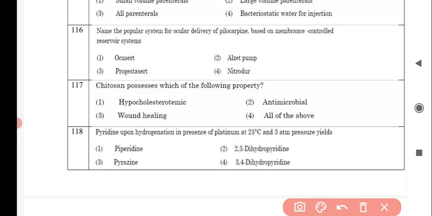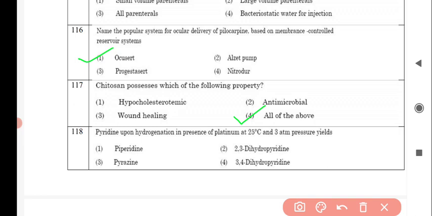Next question is, name the popular system for ocular delivery of pilocarpine based on membrane controlled reservoir systems. And the correct answer is option number 1, Ocusert. Next question is, chitosan possesses which of the following property? And the correct answer is option number 4, all of the above, that is hypocholesterolemic, antimicrobial and wound healing.